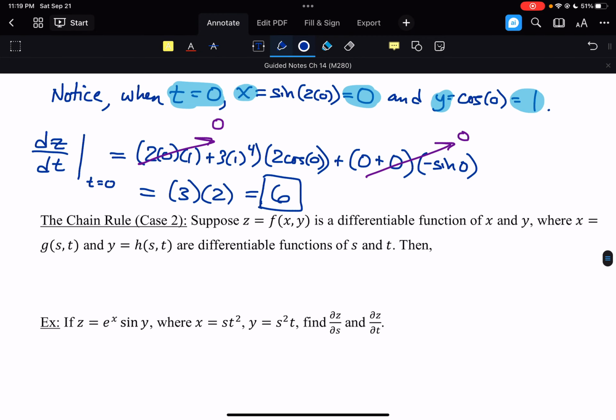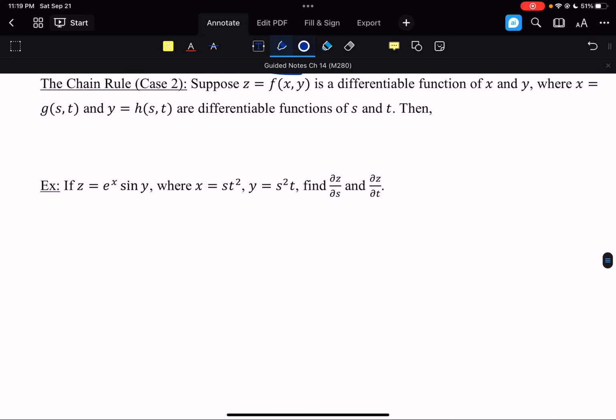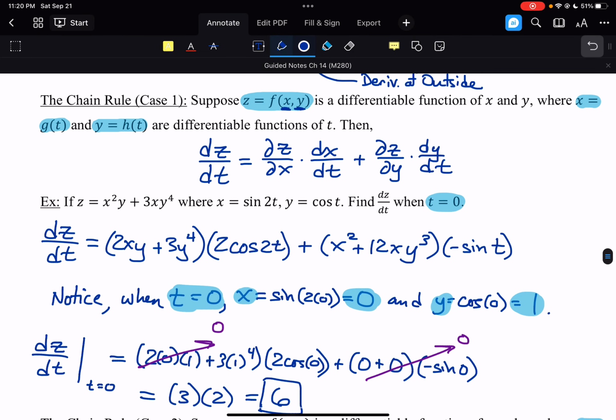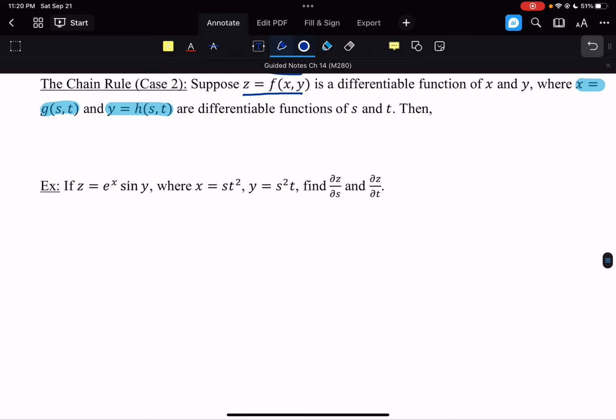Looking at case 2, we step things up by one variable. So suppose that z is a function of x and y, just like before, and x is a function of s and t, and y is also a function of s and t. So now z is a function of two variables, and those two variables are themselves functions of two variables. This is going to produce not just one single derivative for z like before, because now it's not just t, we have s and t. So we're going to get two partial derivative formulas.